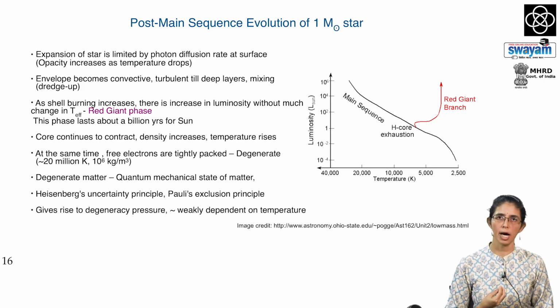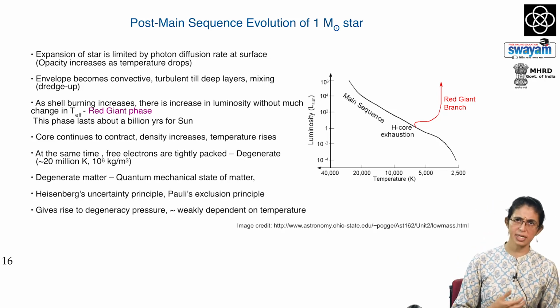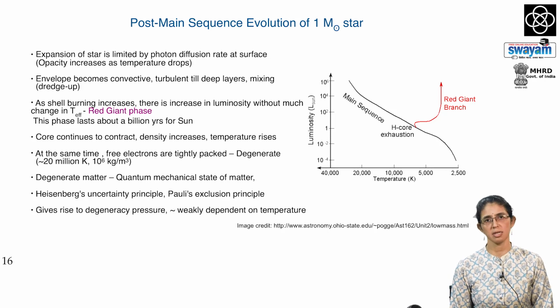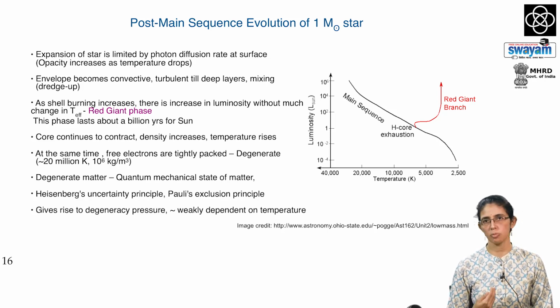The density is so high that certain quantum mechanical effects start to appear. This is known as degeneracy, and the matter in this state no longer behaves in the way that you expect classical matter to behave. When I say classical matter, I mean according to the Maxwell-Boltzmann distribution.